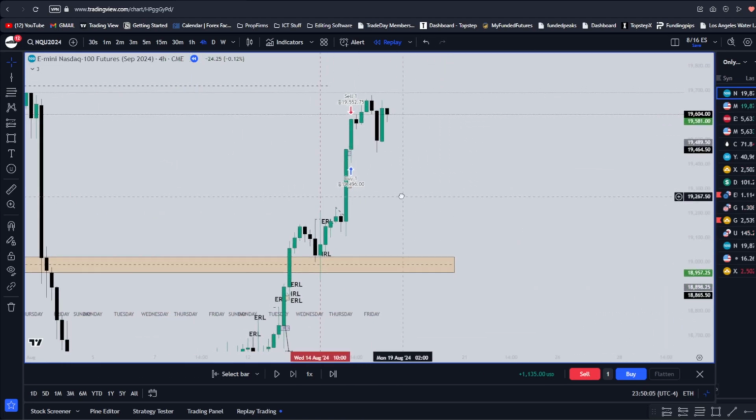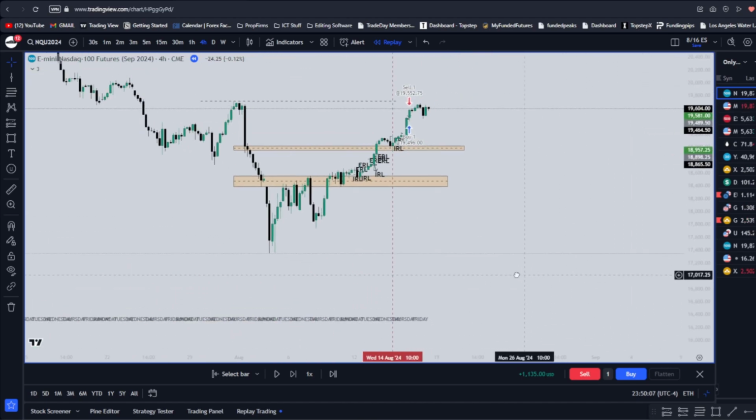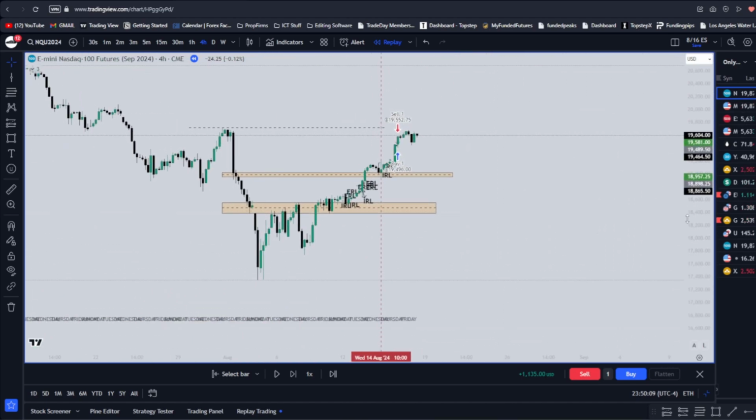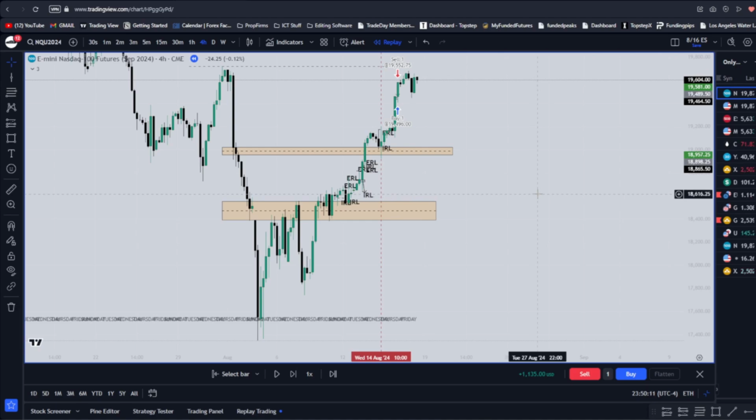We're just looking for essentially what is AMD, accumulation, manipulation, and then we're entering on distribution, which typically happens during our silver bullet time, which is where we execute on a 1 to 5 minute fair value gap.